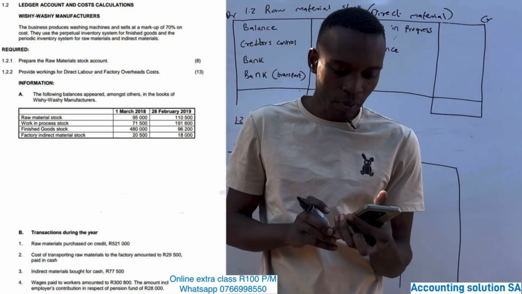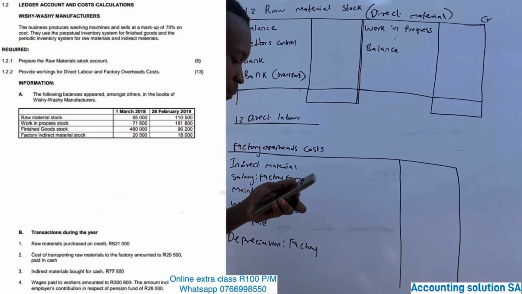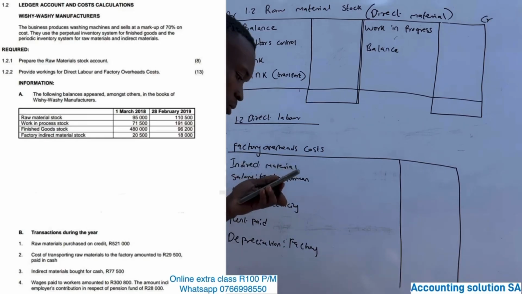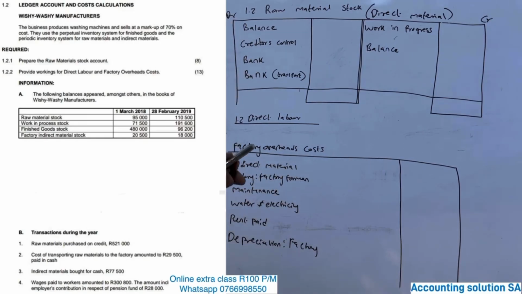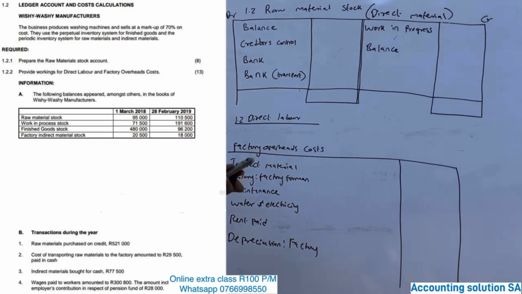Okay, without wasting any other time, let's look at the question paper that we have. Okay, it's a ledger account and cost calculation. They said Wishy Manufacture, the business, produces washing machines and sells at a markup of 70% on cost. You know how to calculate a markup. They use a perpetual inventory system for finished goods and the periodic inventory system for raw material and indirect material. Okay, required: prepare the raw material stock account.